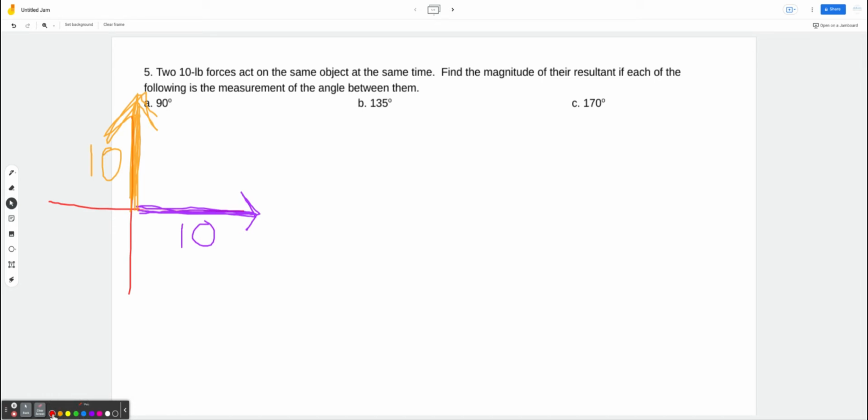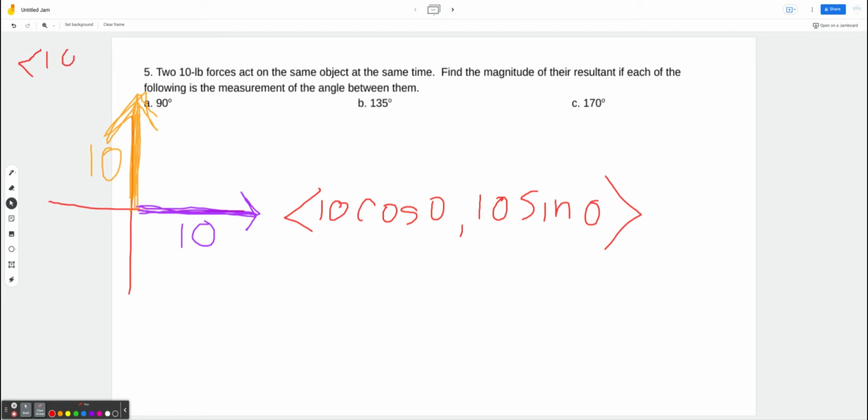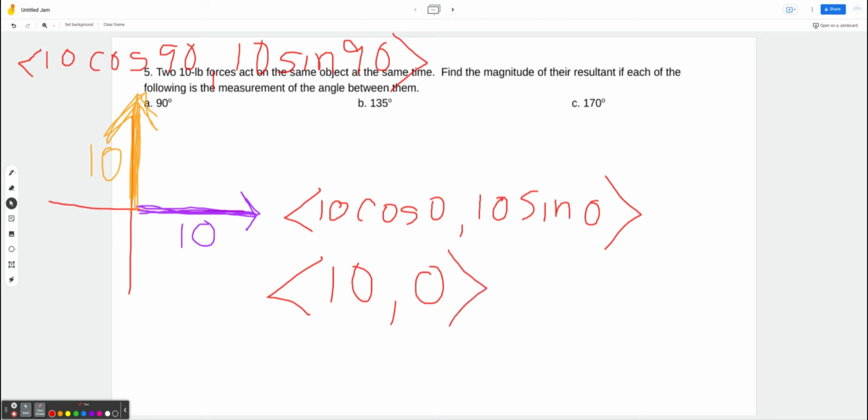So we know that this would be 10 cosine of 0, 10 sine of 0. Hopefully you know what that is, but I'll fill it in here. That's the purple one. And then we know that the orange one would be 10 cosine of 90, comma 10 sine of 90. Well, the fact is you don't need SOHCAHTOA to do this. You know that this purple one is 10 comma 0. But now you just recognize that the cosine of 0 is 1 and the sine of 0 is 0. Similarly, you know that this one up here has to be 0 comma 10.